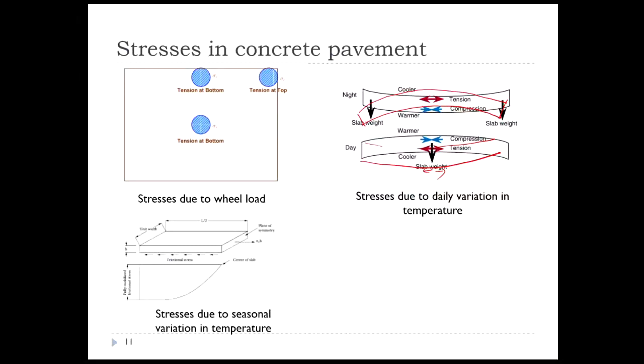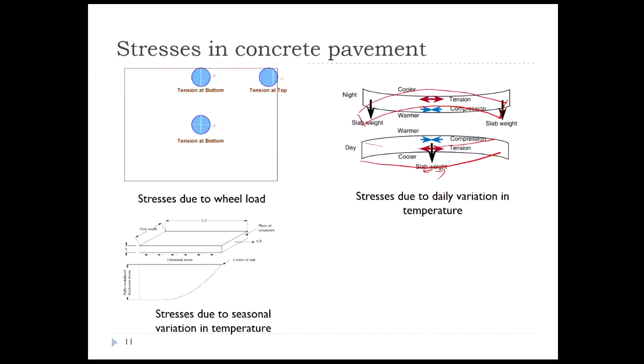So if we combine our wheel load induced stresses and the stresses due to the daily variation in temperature, we can find the critical stress combination would be during daytime, when the load is placed at the edge, and during the daytime condition where I get flexural stresses at the bottom of the slab. These two, your wheel load induced stresses and your temperature stresses, become additive.